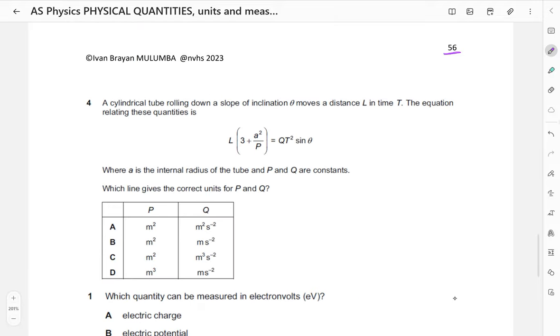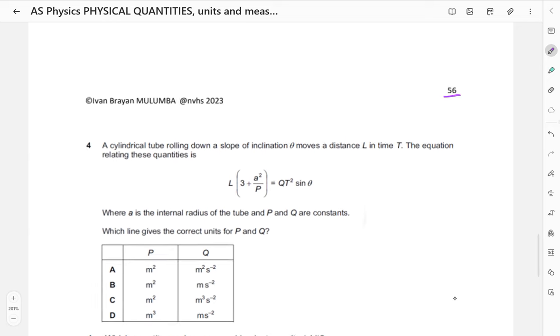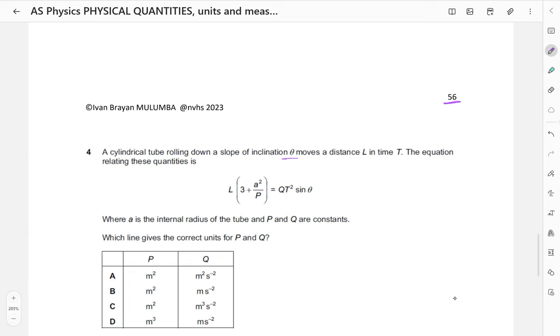So, a cylindrical tube rolling down a slope of inclination theta moves a distance L. So, L is distance in meters, in a time t, t is in seconds. The equation relating these quantities is L into 3 plus a squared over p is equal to qt squared. So, remember for homogeneity, the units on both sides of the equation must be the same. Also, we can only add or subtract quantities with the same units.